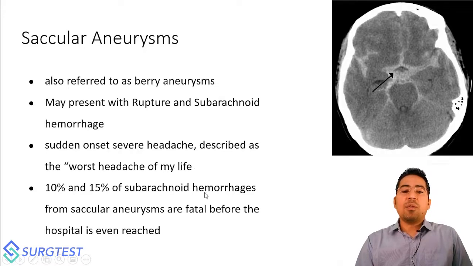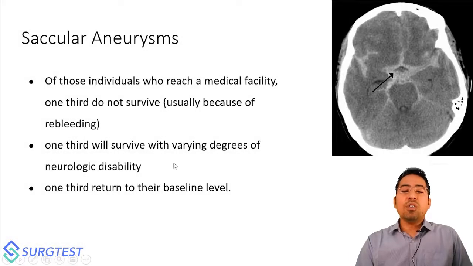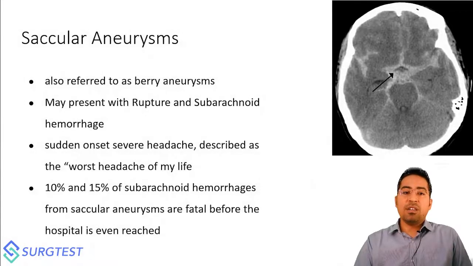Usually subarachnoid hemorrhages are very critical, and 10 to 15% of patients with subarachnoid hemorrhage from saccular aneurysms are fatal before even the patient could reach the hospital. And of those individuals that reach the hospital, one third will not survive. One third who will survive will have some disabilities, and only one third will return to their baseline levels. So it is like a one third principle in subarachnoid hemorrhage and rupture of saccular aneurysms.